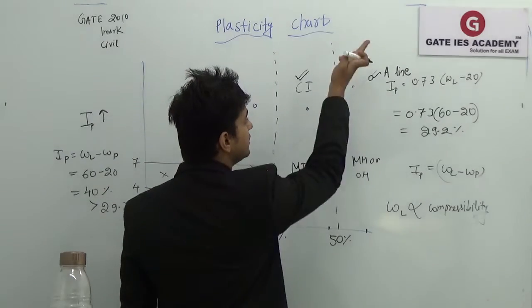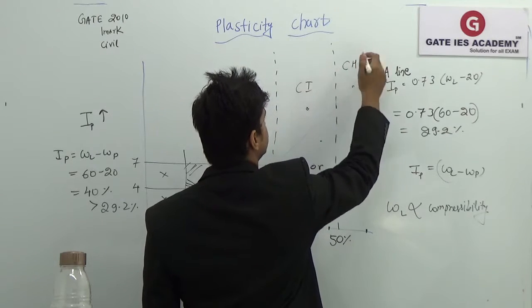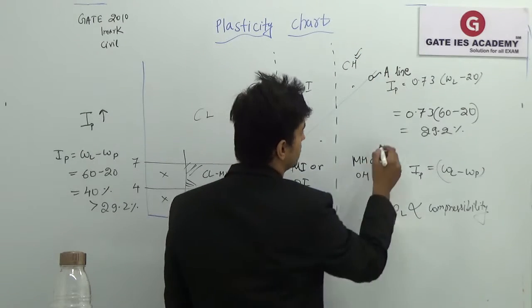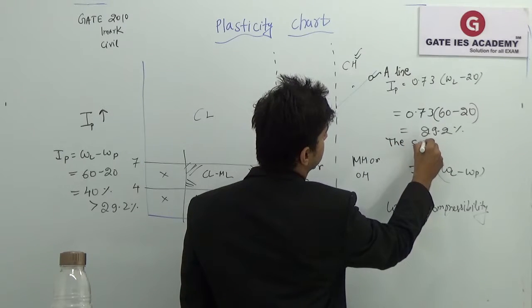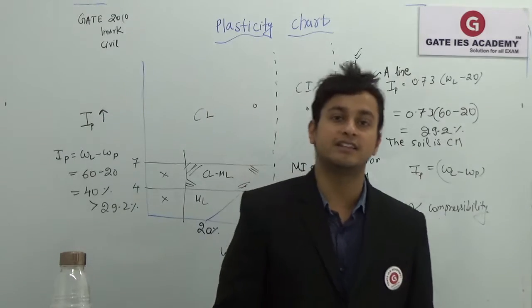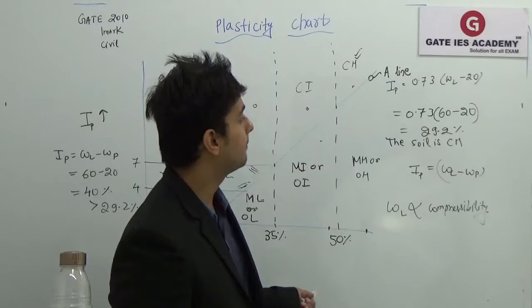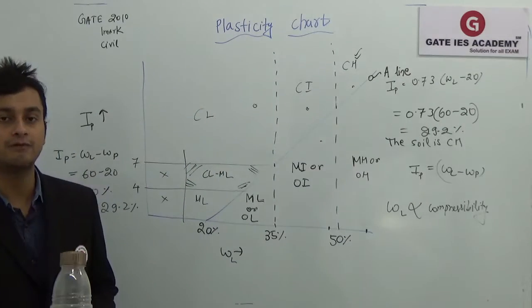So it will be in this region and obviously it is above the A line, therefore it will be CH this time. The soil is CH. So very simple questions are asked in GATE from this topic, you can very well solve them with the help of the plasticity chart. We'll take a few more problems now.